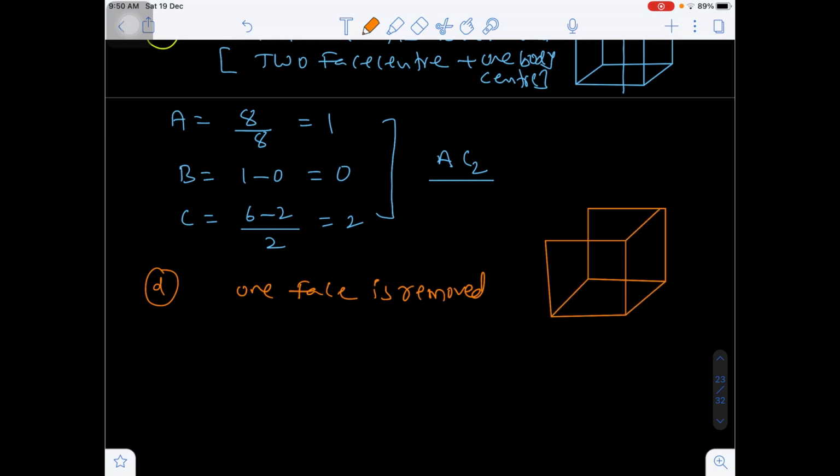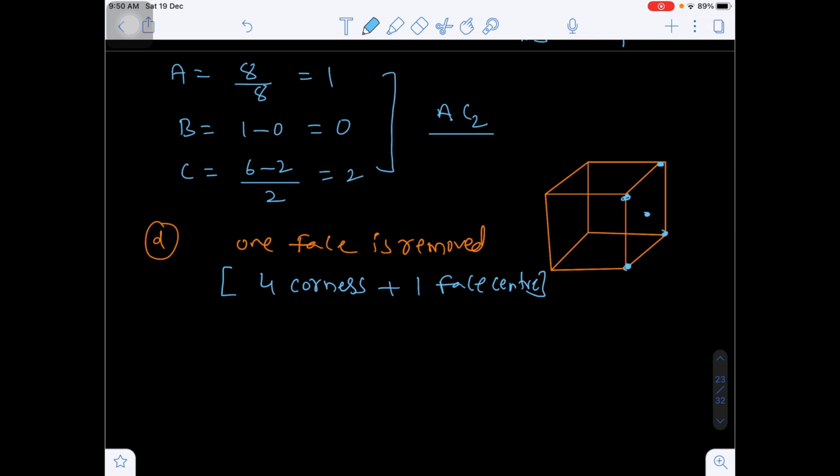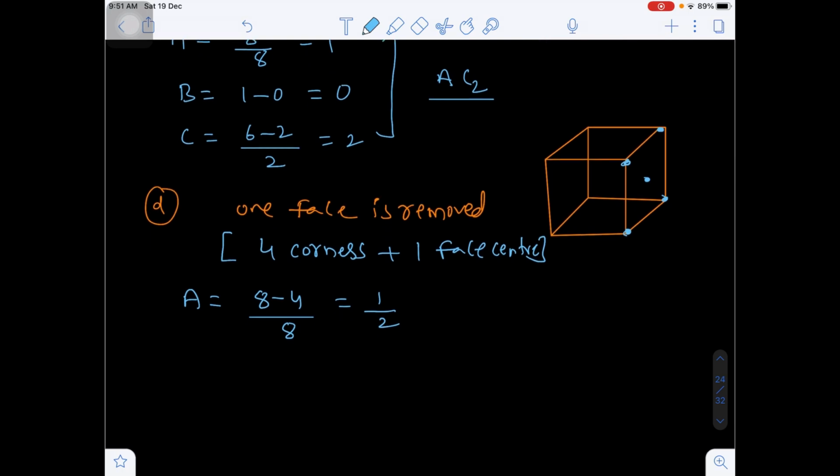Okay, now consider any one face. Let's suppose I am taking this face, which contains 4 corners, apart from one face center. That means you are removing 4 corners plus one face center particle. Here in total there are 8 corners, and out of 8 corners 4 are missing, so 8 minus 4, the contribution will be 4 into 1 by 8, that is nothing but 1 by 2.